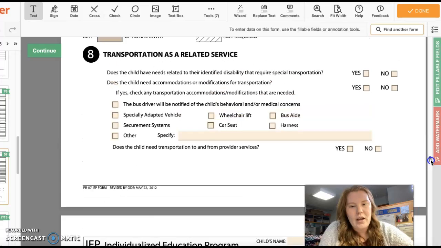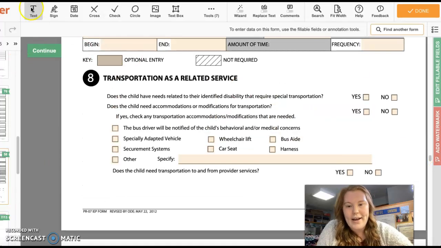So that is an overview of section 8 of the IEP document.